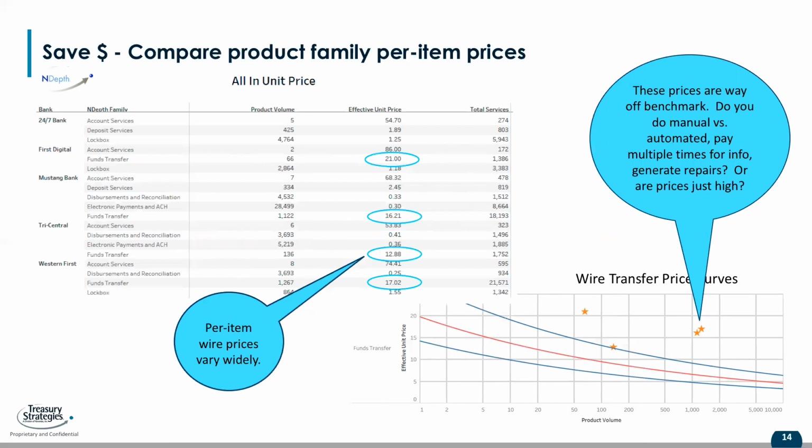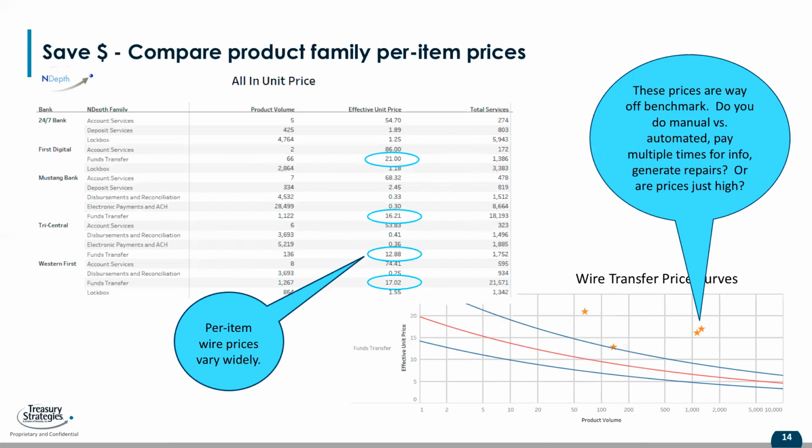In the bottom right-hand corner, I've also got the benchmark curves for wire transfers, and the gold stars represent the specific banks that this company uses. It places their actual volume and price on the curve along with the benchmarks. And I've highlighted those 2 stars that are out to the right the farthest. Those prices are way off the benchmarks. Those are well above the 75th percentile line.